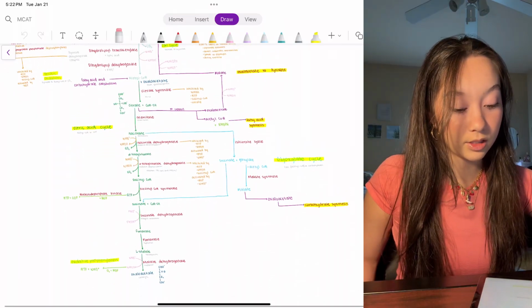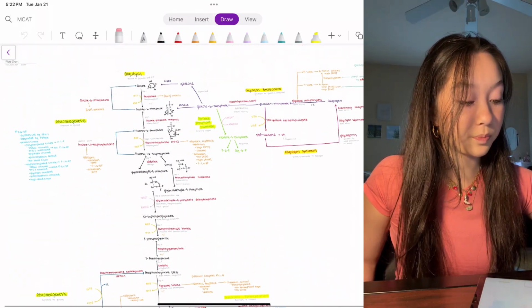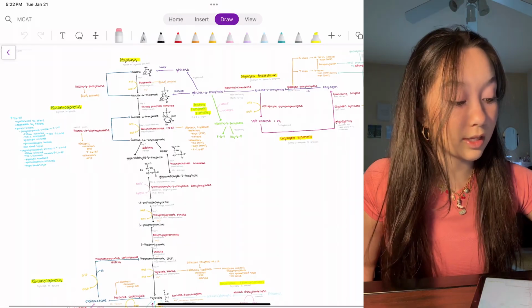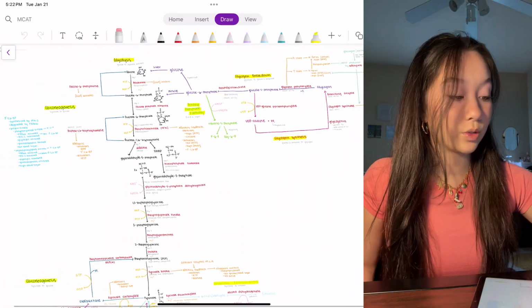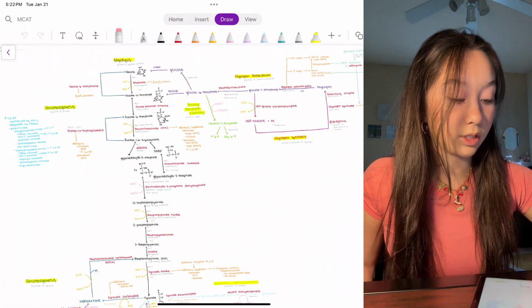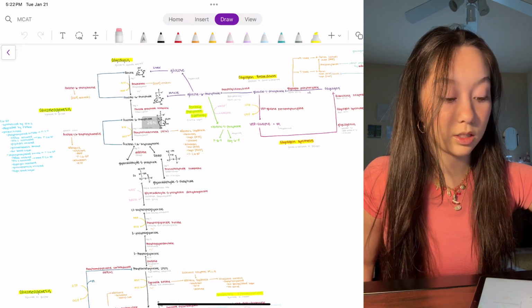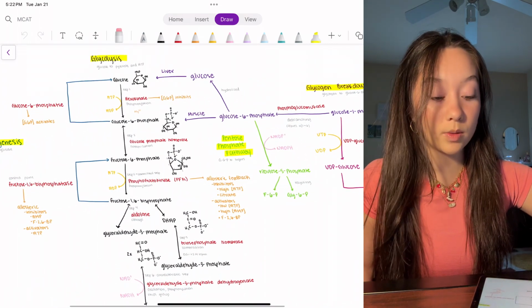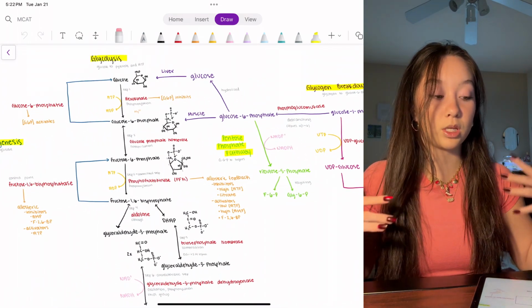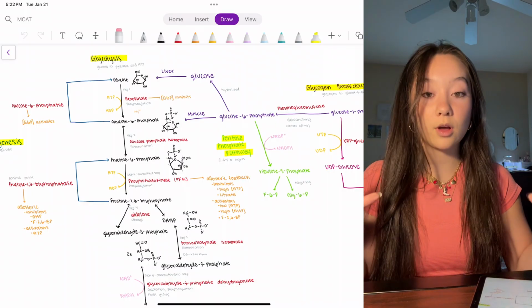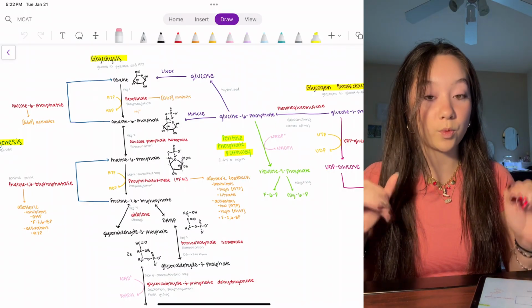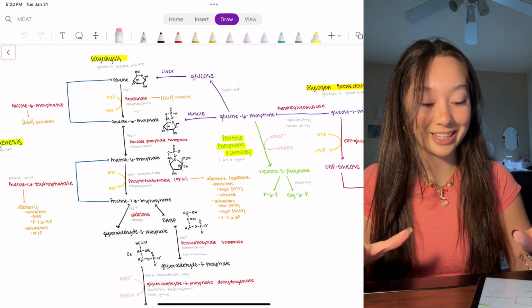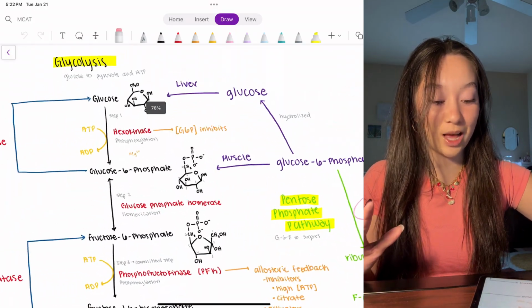fatty acid oxidation, glycogen breakdown, insulin. It has everything. So this is a really great flow chart and tool to have, and I highly recommend making one on your own, but I'm going to go step by step kind of explaining how to fill it out, how everything connects to each other. But right now we are just starting with glycolysis, which is this in black.